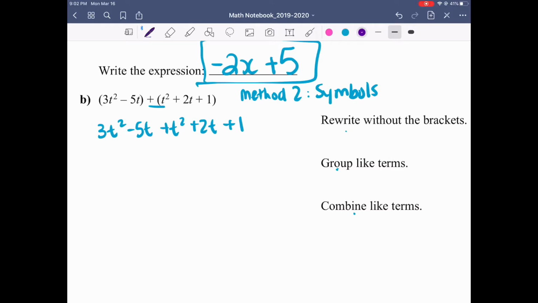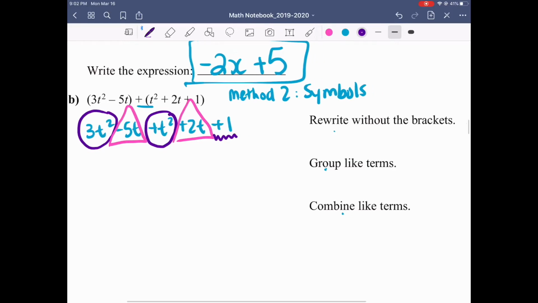Okay, then I'm going to group my like terms. So I'm going to circle all my t squareds. Remember, when you're grouping them, include the sign before it as part of the term. And then I have my t's. I'm going to put my triangles around them. And then I have my constants, which is just one of them. It's plus 1. So now I'm going to actually group the like terms and combine them.